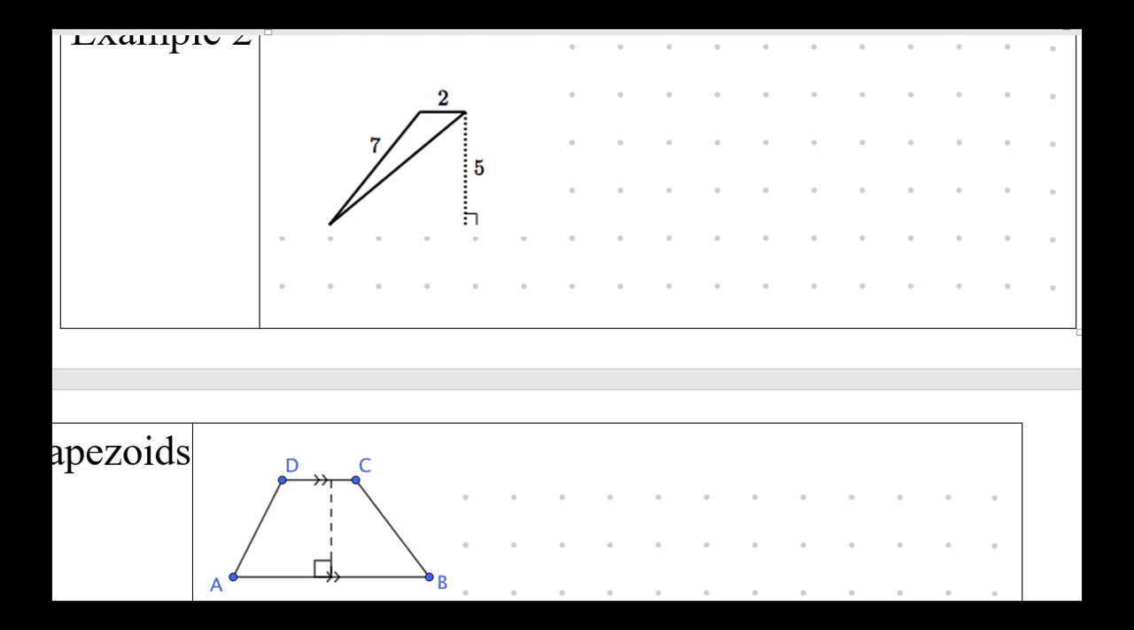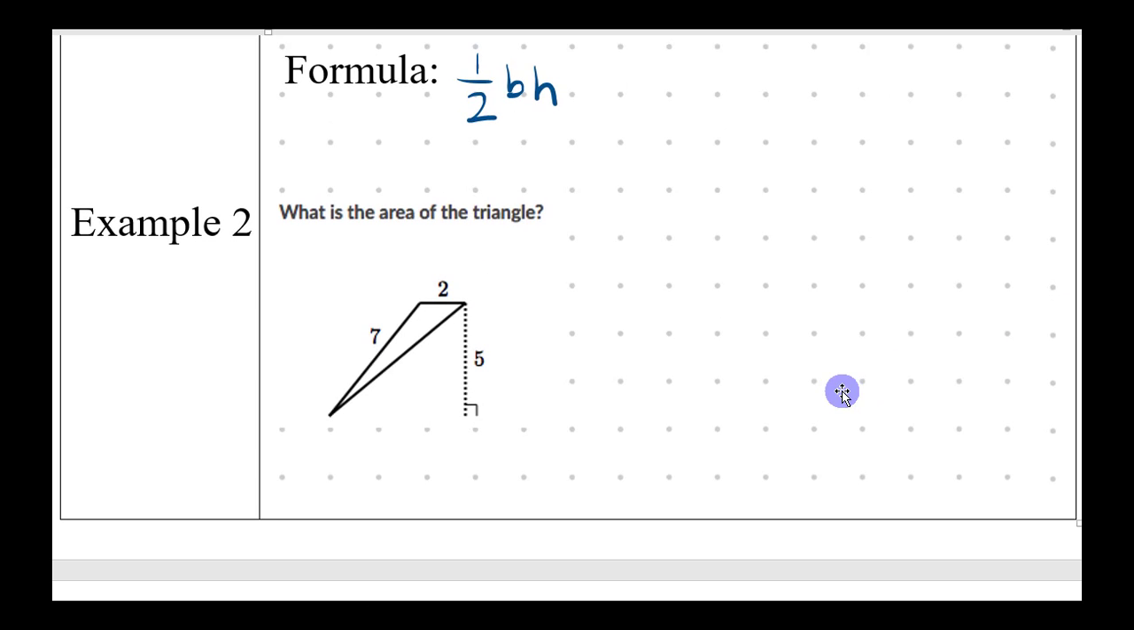All right, let's try an example. Example 2. I gave you extra information. Khan Academy will sometimes give you extra information. What is the area of this triangle? Make sure that your answer is in units squared. How many units squared is this triangle? Go ahead and do this now.